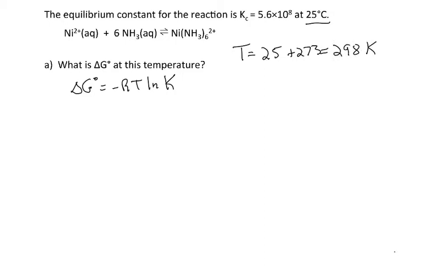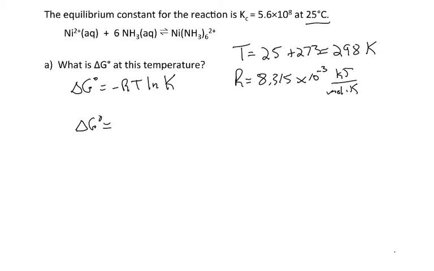And then we need to be careful of the units on R. I usually like to report delta G naughts in kilojoules per mole. So that means I need to use R as 8.315 times 10 to the minus 3 kilojoules per mole Kelvin. If I use just 8.315, that's fine, but I have to be aware that my delta G naught is going to come out in joules.